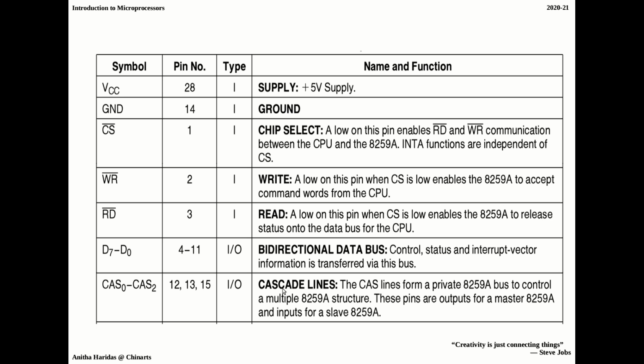So the three cascade lines are there. If it is a master controller, these lines will be acting as outputs. If it is a slave controller, these lines will be acting as inputs.